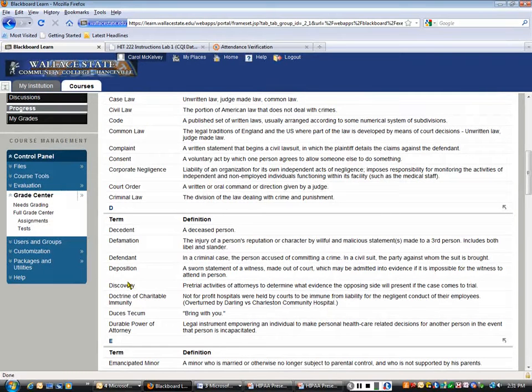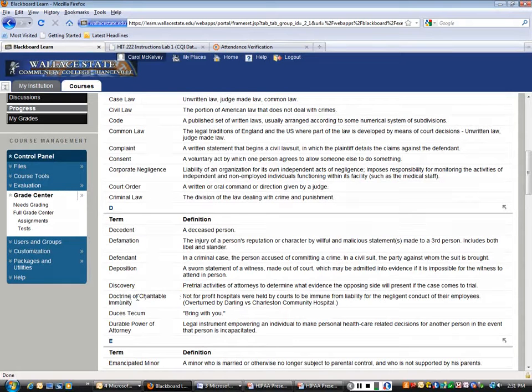Discovery, we talked about that at length, just those pre-trial things that happen before the trial, those activities of the lawyers or the attorneys to determine what evidence the opposing side will present if the case comes to trial. So discovery, pre-trial activities.